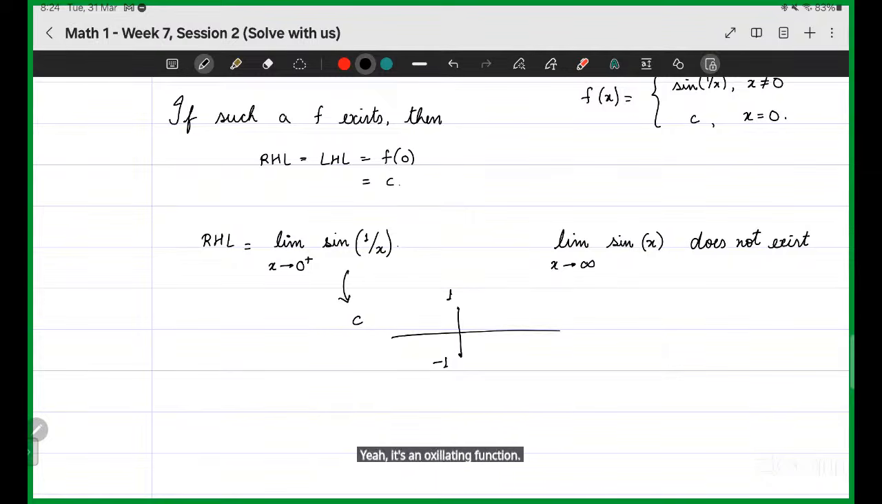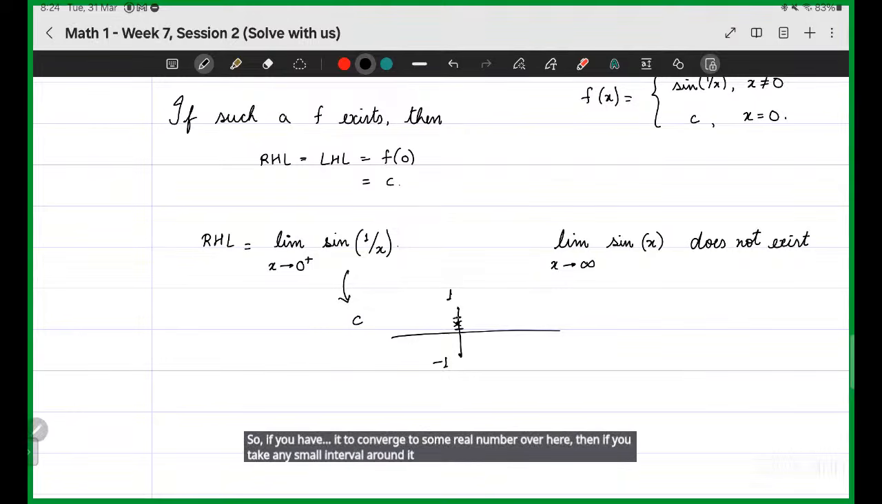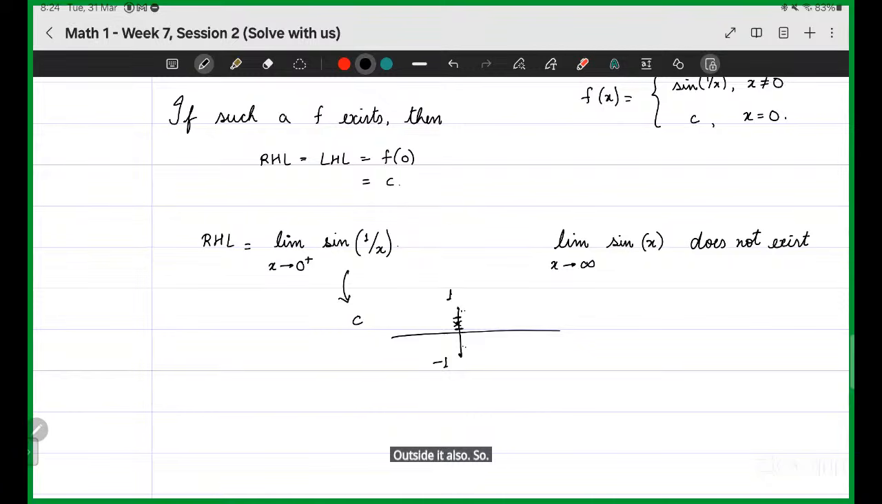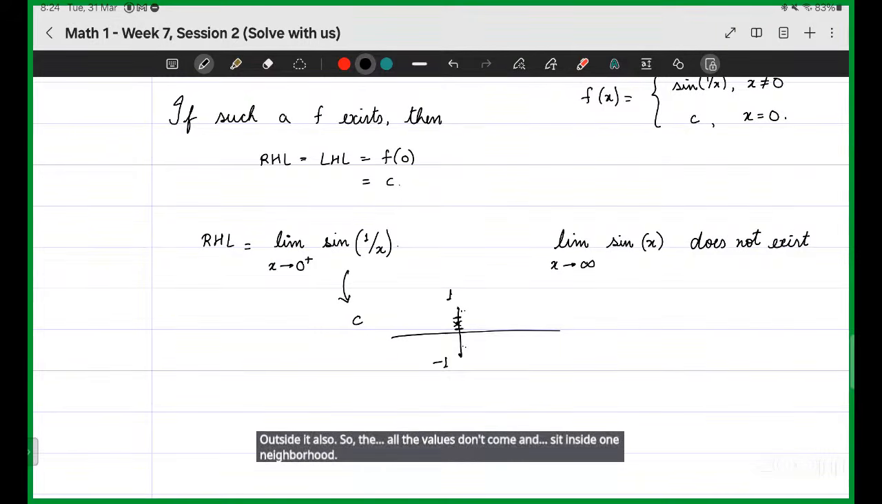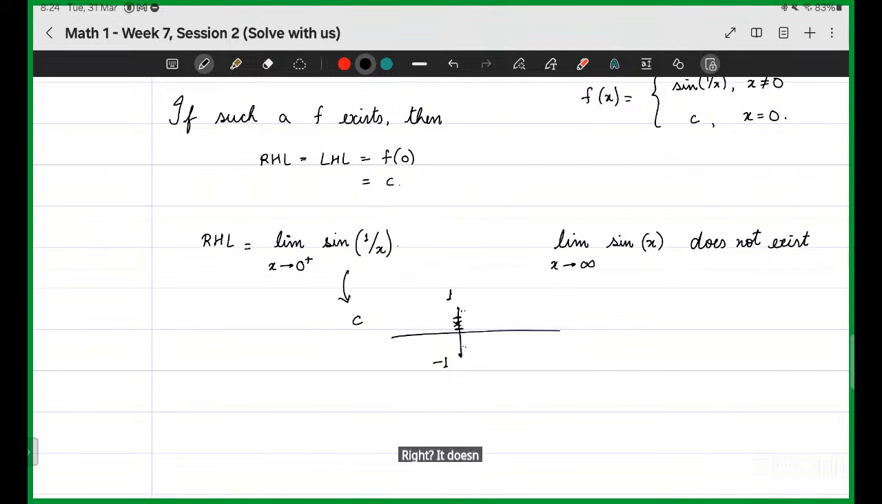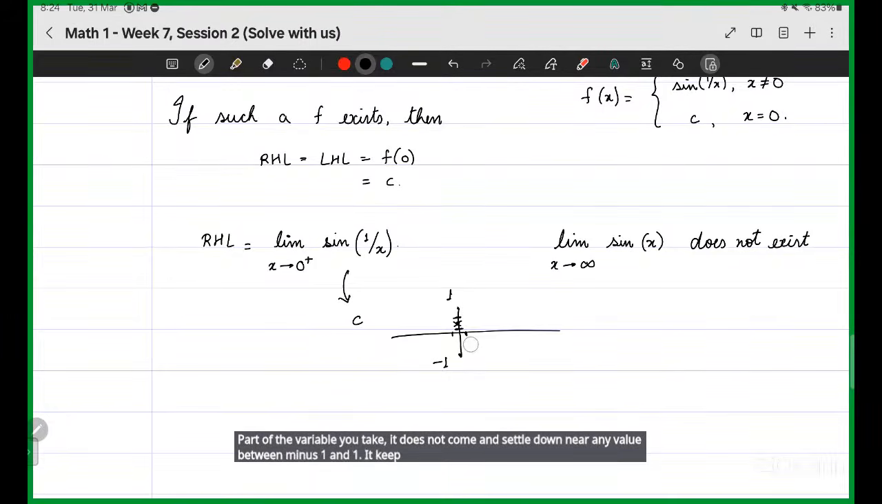If you're drawing the graph, and you want it to converge to some real number over here, then if you take any small interval around it, you will have infinitely many values outside it also. So all the values don't come and sit inside one neighborhood. Doesn't matter what part of the variable you take, it does not settle down near any value between -1 and 1. It keeps oscillating all the time.